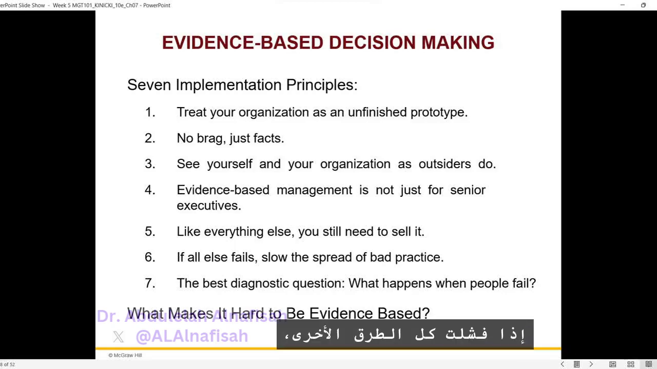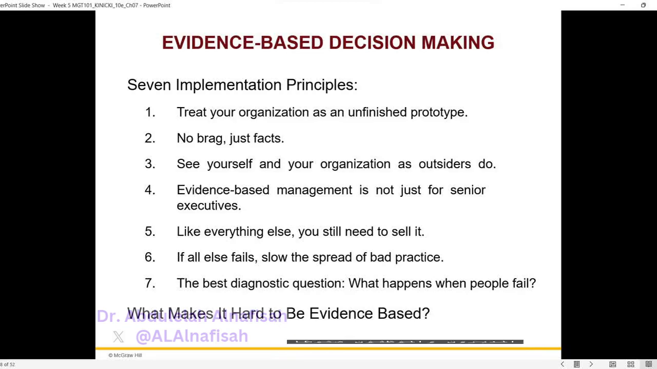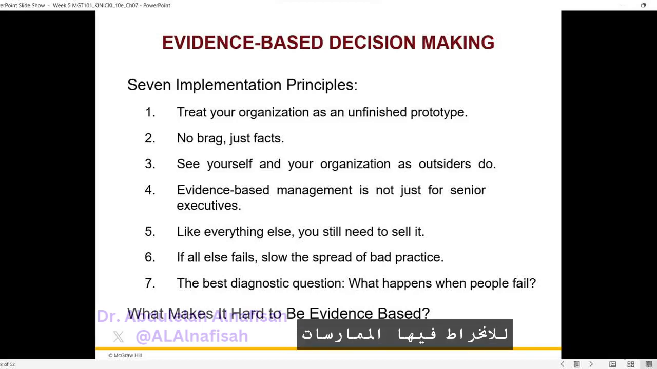If all else fails, slow the spread of bad practice. In situations where managers and employees face pressure to engage in known ineffective practices, it may be necessary to practice evidence-based misbehavior. This could involve ignoring orders that are known to be wrong or delaying their implementation until a better approach is identified. The best diagnostic question: what happens when people fail?